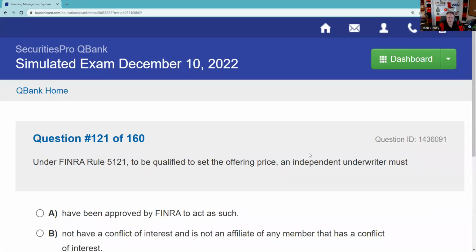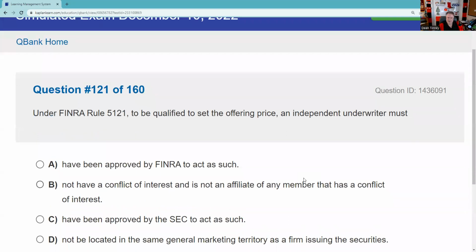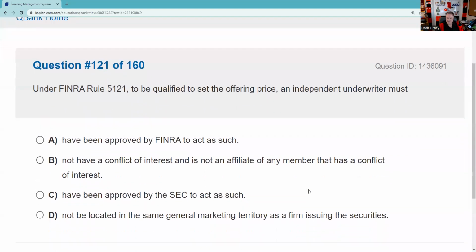Question 121. Under Rule 5121, to be qualified to set the offering price, an independent underwriter must. So, when Goldman Sachs goes public, what do you think Goldman Sachs is worth? They're going to have to use a qualified independent underwriter. In their case, they use Lazard. And then when Lazard went public, they used Goldman. But it has to be an independent underwriter.